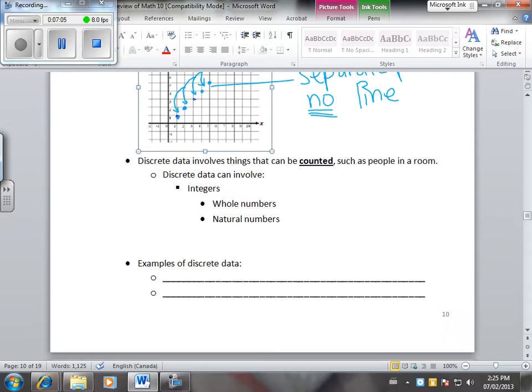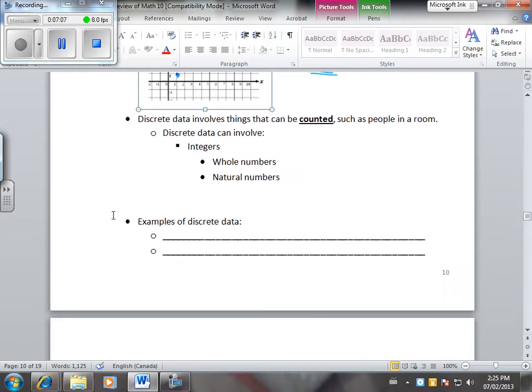So what are things that we consider discrete data? These are things that can be counted, something like people in a room. You can count how many people there are. You can't measure how many people there are, because if you try to measure, say, by weight and then divide it by a certain amount, that is not an accurate way to find out how many people there are. So these are discrete nouns, things that you can count.